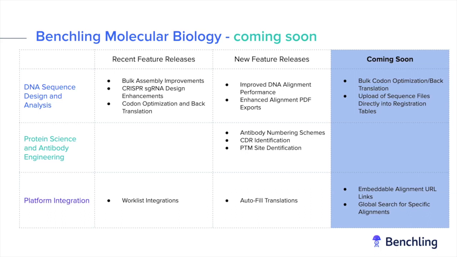So the first example I'll bring out here is being able to bulk create Gibson primers from the bulk assembly tool. And then the other line of work that we're going to be diving into is around enabling the support of chemically modified sequences within Benchling.